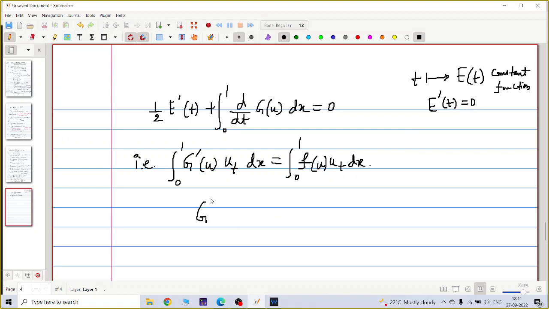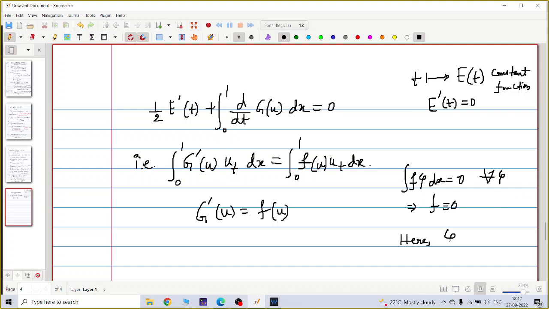If you compare this, that means g dash u equal to f(u), right? Because as I told you, integral of f into phi dx equal to 0 implies f equal to 0 for all phi in the test space. Here my phi is u_t, nothing else. So if g dash u minus f(u) equal to 0, that means g dash u is identically equal to f(u). So that means g(u) equal to integral of 0 to u f(s) ds. This is my g. This is the answer.